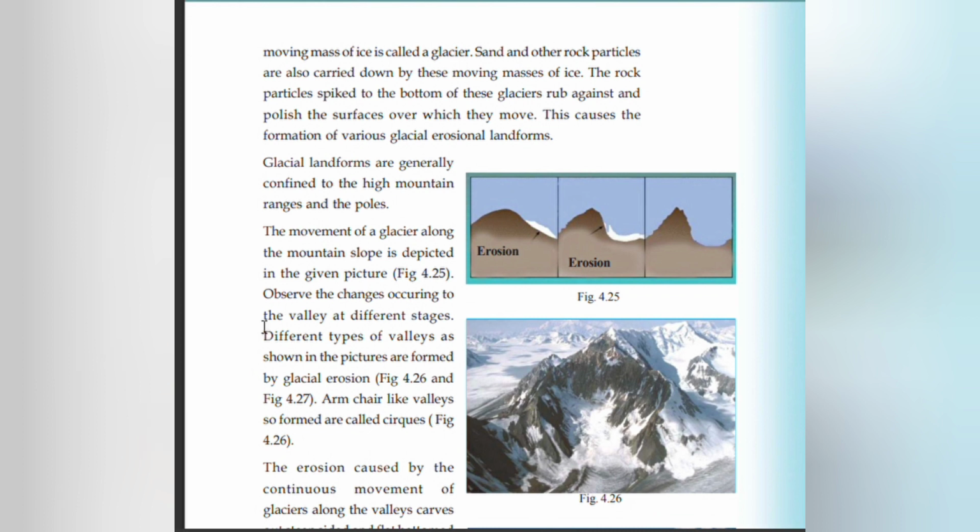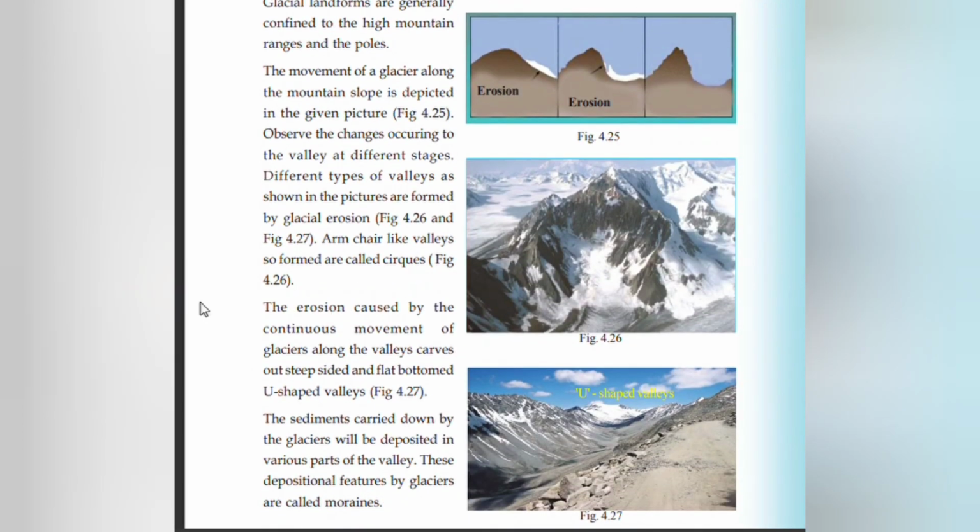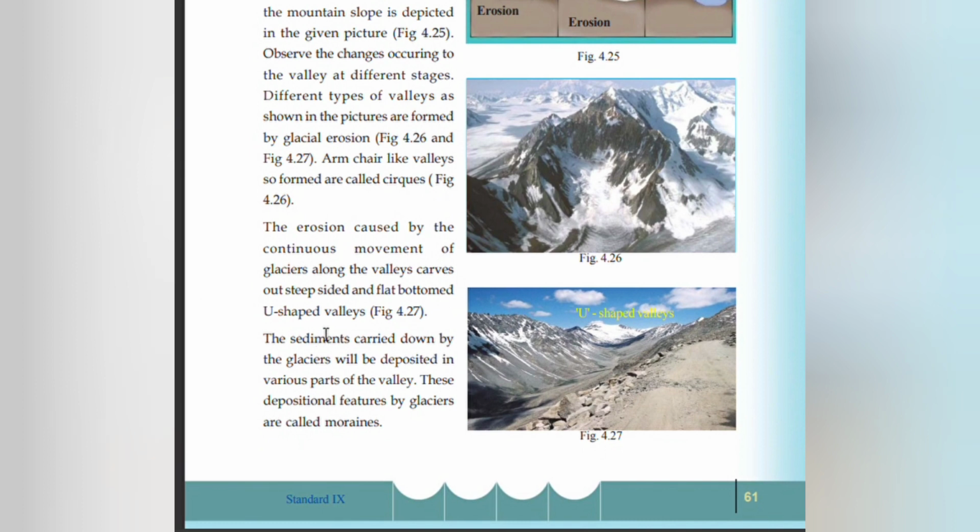Observe the changes occurring to the valley at different stages. Different types of valleys, as shown in the pictures, are formed by glacial erosion. Armchair-like valleys so formed are called cirques. Erosion caused by the continuous movement of glaciers along the valleys carved out steep-sided and flat-bottomed U-shaped valleys.